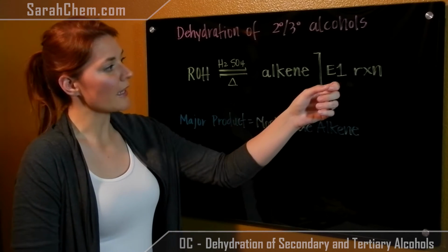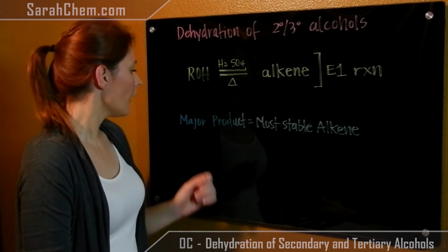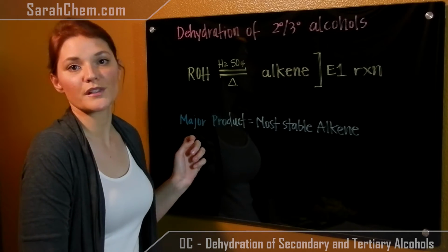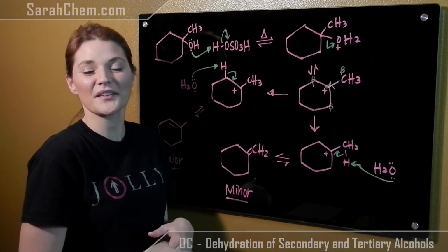This is going to follow an E1 mechanism because a very stable carbocation will form. The major product of this will be the most stable alkene. Let's take a look at the mechanism.